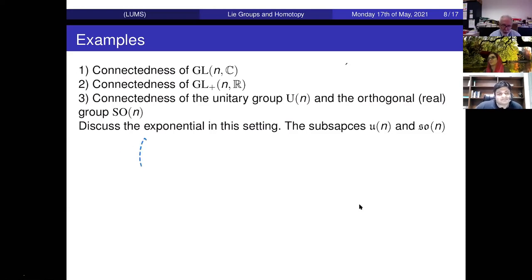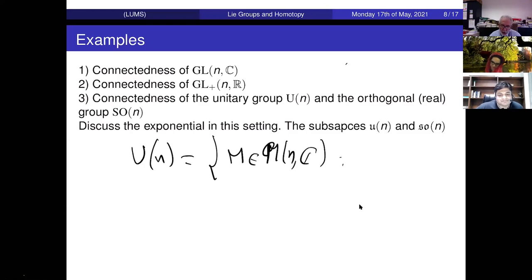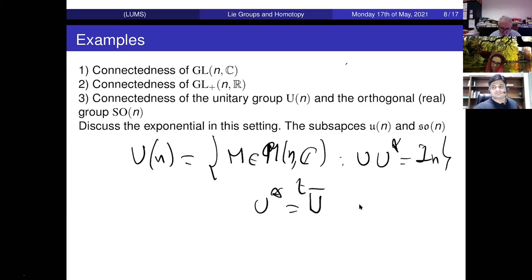Let us go to the unitary group. What is the unitary group? It's a set of matrices such that the inverse of U is its transconjugate. That means this. So this set is a group, very interesting, and we shall prove again that it is connected.